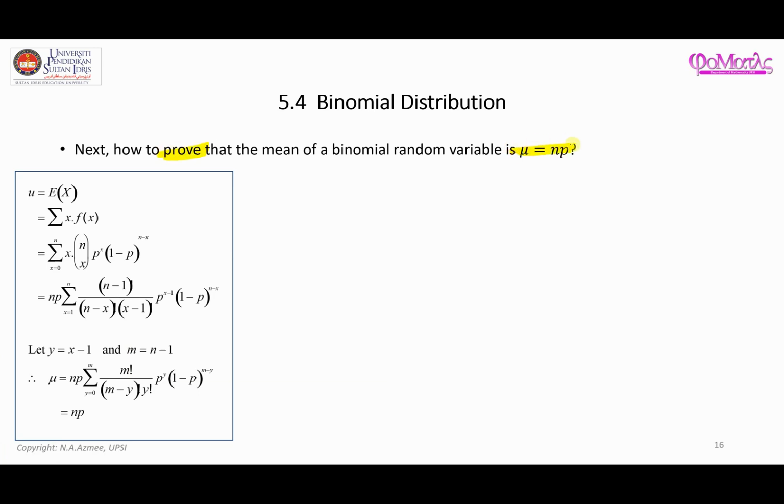In this video, I'm going to demonstrate how we can prove that the mean of a binomial random variable is given by this formula here, which is np. n is the number of trials and p is the probability of success.